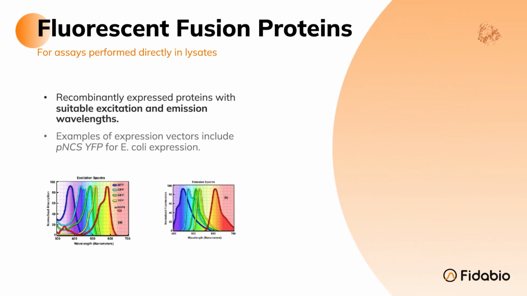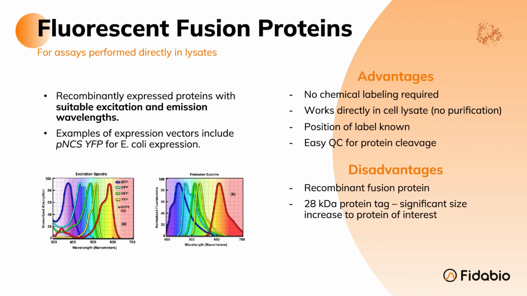When considering assays performed directly in lysates, fluorescent fusion proteins are especially useful. These are directly expressed fused to your protein of interest, either in the N or the C terminus, depending on the expression vector used. As these proteins are born with the label, purification is not necessary, and the assay can be performed directly in cell lysate.